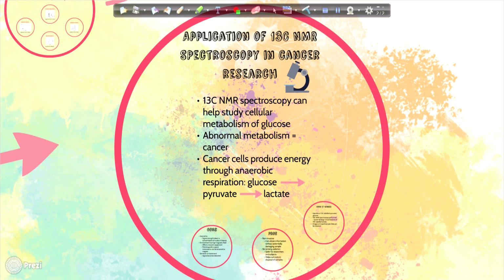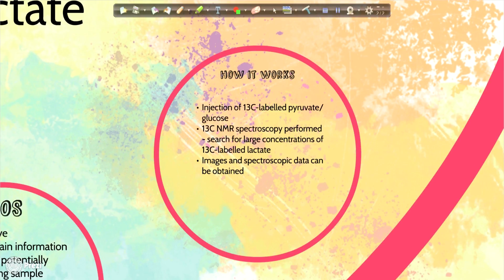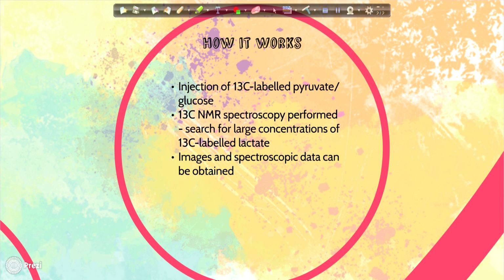Cancer cells preferentially carry out anaerobic respiration to produce energy, in which glucose is converted to pyruvate and then to lactate. In this procedure, the substrate, which is either pyruvate or glucose with the first carbon atom labeled as carbon-13, is injected into the subject's bloodstream. Some studies have documented hyperpolarization of the substrate before it is injected, which helps amplify the resultant signal 10,000 times. The tissue or organ of interest is studied to detect large concentrations of 13C labeled lactate, which demonstrates a higher signal-to-noise ratio in tumor cells than in healthy cells.